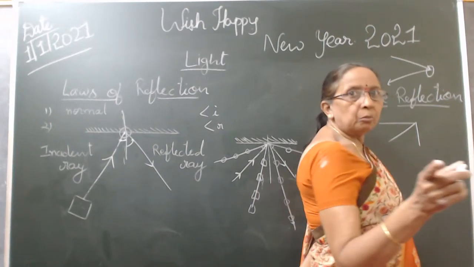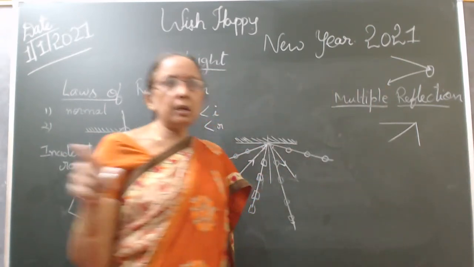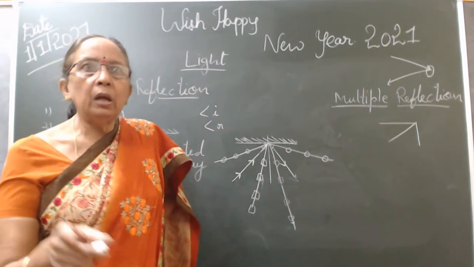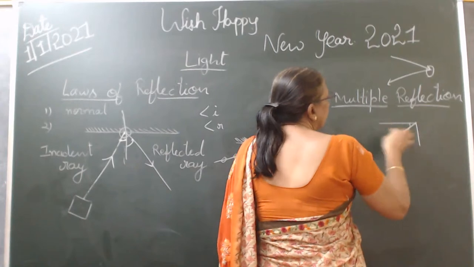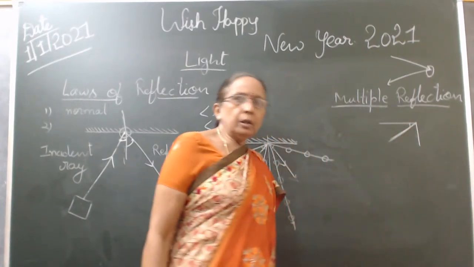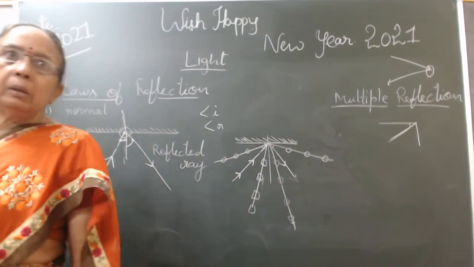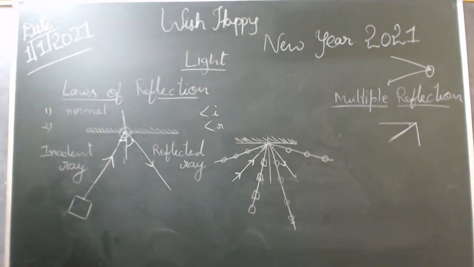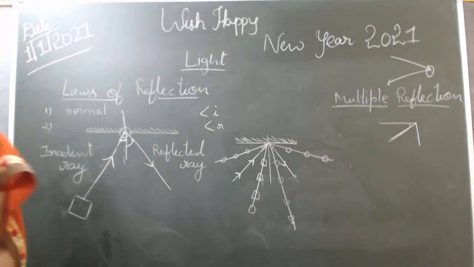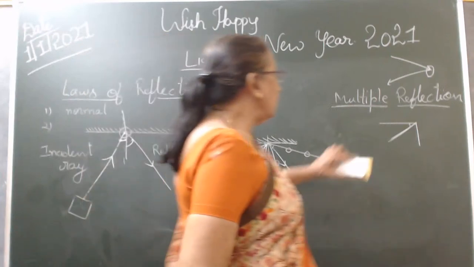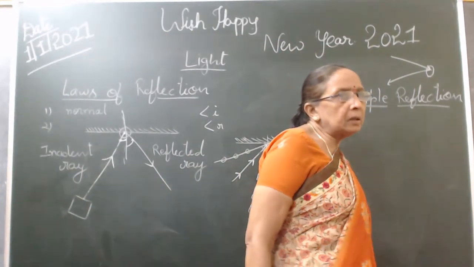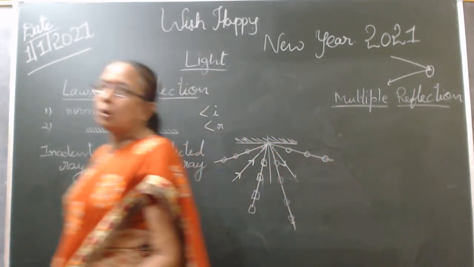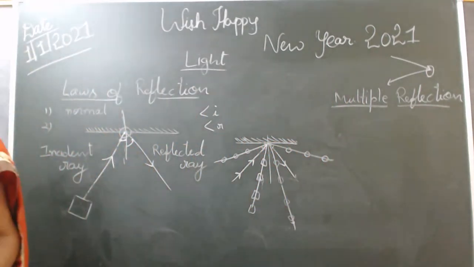It is not in your book, but last year it was there. If you want to know, I will give the formula. Depending upon the angle you are making by these two mirrors, you will get the number of images. Sometimes 3 images, sometimes 5 also, 8 also. So that is the multiple reflection. The image of one object will act as an object for the other mirror.